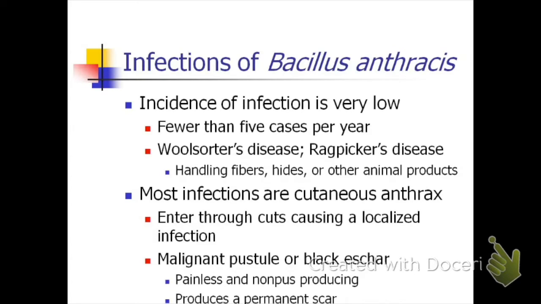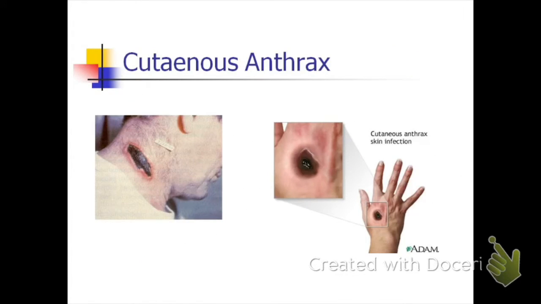Okay, but most of the infections are cutaneous anthrax, either through cuts. So if you have cuts, this will cause localized infection, and then there will be a malignant pustule. So you call it black eschar or the eschar formation. It's painless and it doesn't produce any pus, but the bad thing about it is that once you have the lesion, it will be a permanent thing in your skin already.